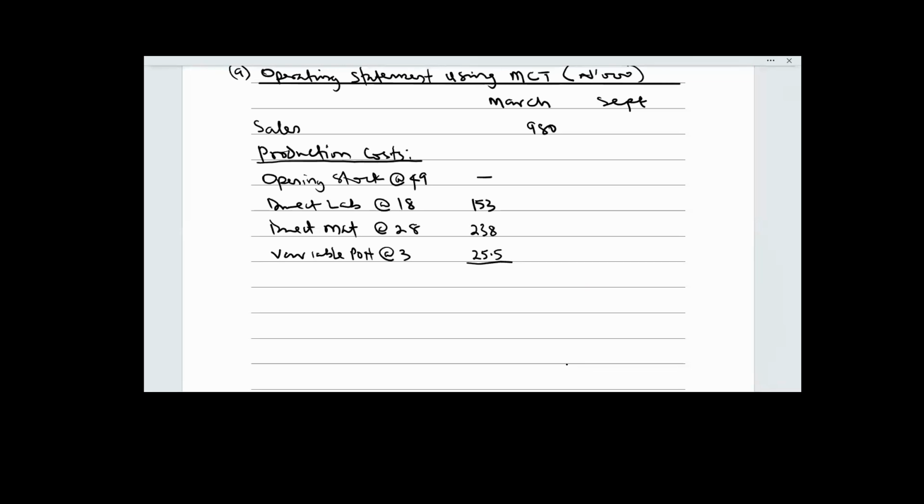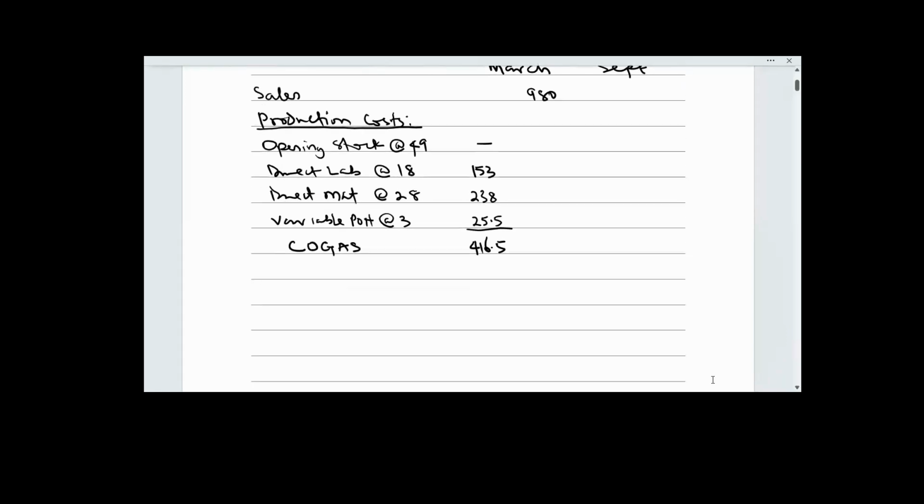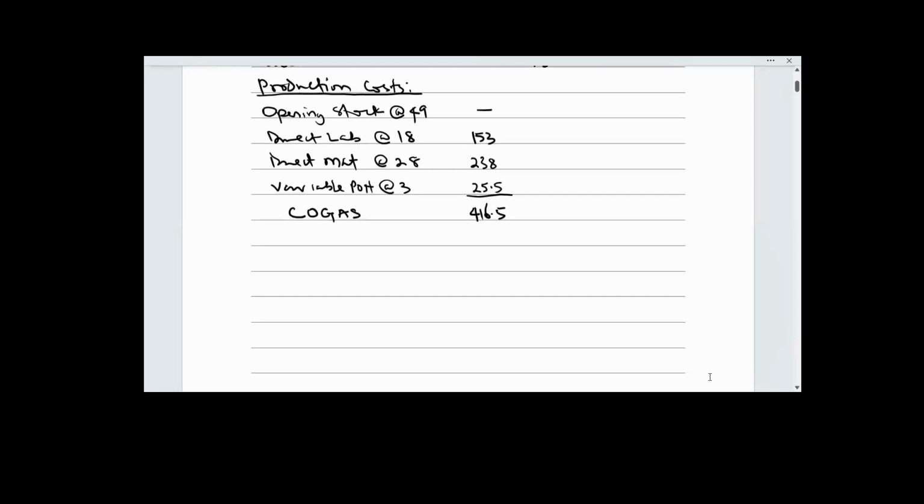416.5. This is called cost of goods available for sales. That is COGAS. Immediately after the cost of goods available for sales, you need to consider closing stock. So we need to go and value our closing stock.